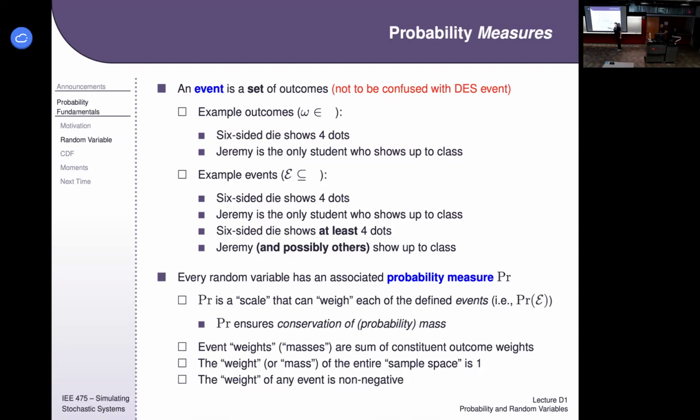And because they're weights, there are certain things that should be true about them. As I said, event weights are the sum of the constituent outcome weights. The weight or mass of the entire set of things that could happen, we're just going to normalize and say is 1. That's like the weight of the universe is 1. And the weight of any individual event is non-negative. It can be 0, but it can never be negative. All right, any questions about probability measures, these constraints here?